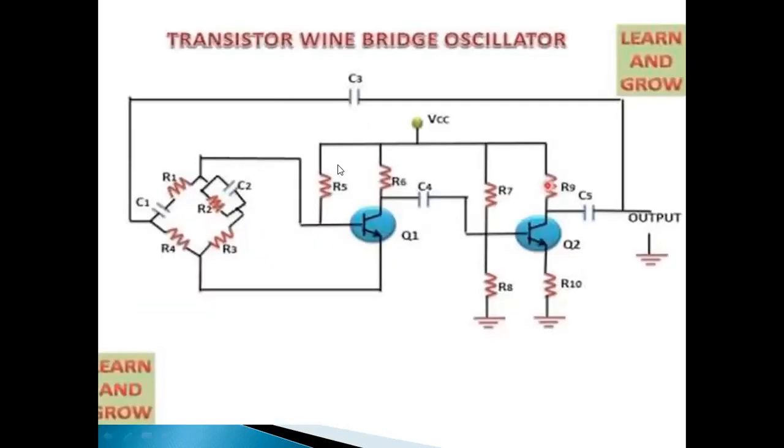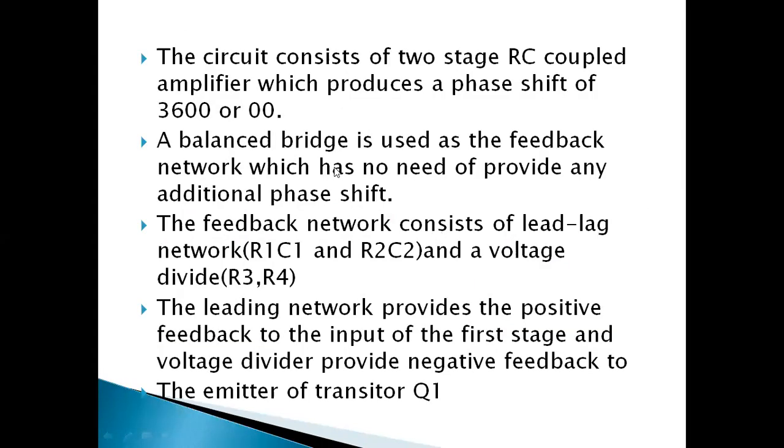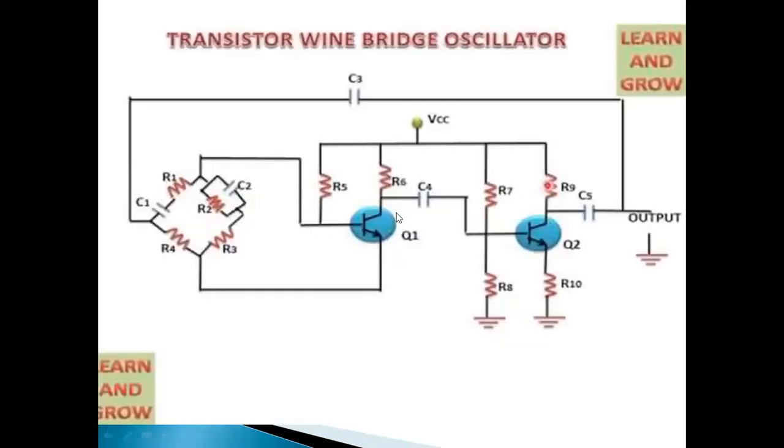Mainly this circuit consists of a two-stage RC coupled amplifier, which produces a phase shift of 360 degrees or 0 degrees. If you observe the figure, we have two stages. This is the first stage and this is the second stage. The first stage output is given as input to the second stage by using resistors and capacitors. That means here we are using RC coupling and cascading two stages. That's why this is a two-stage RC coupled amplifier. And because of these two stages, we have 360 degrees phase shift.